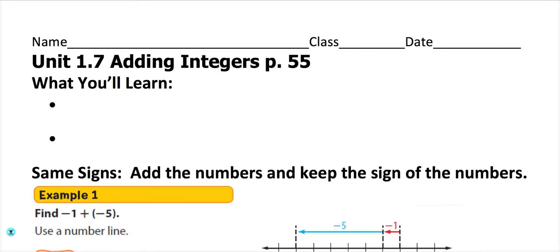All right, welcome everyone, and today we're going to look at Unit 1.7, Adding Integers. This is page 55 in the textbook. Go ahead and write the date up at the top, please.